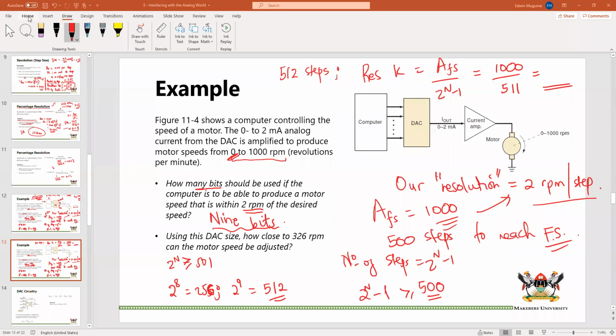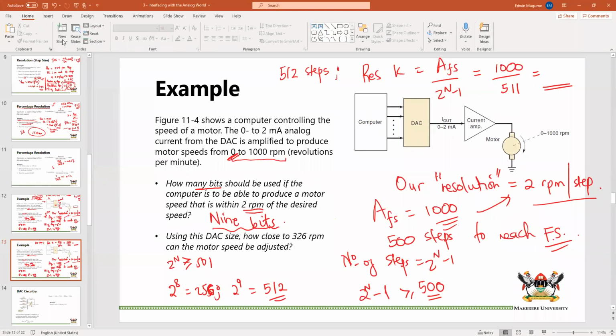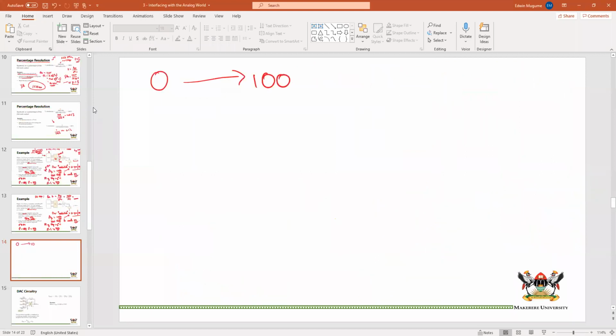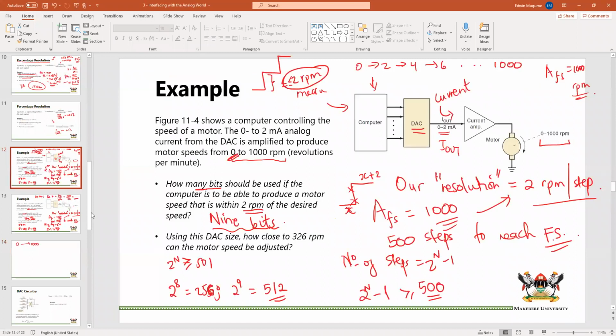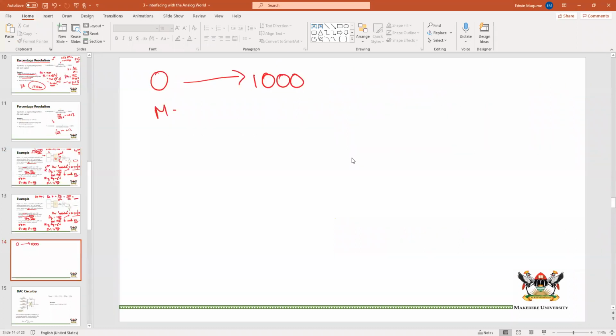500 is quite easy, actually. I'm just going to explain once again. Our question says that the range is 0 to 1,000. The question says that we want to make sure that we produce a motor speed that is within 2 revolutions per minute of each other. So that tells me that my maximum allowed jump is 2 revolutions per minute. This is revolutions per minute as well.